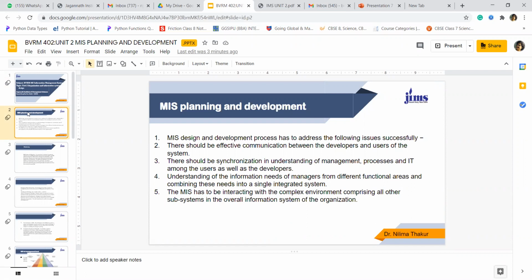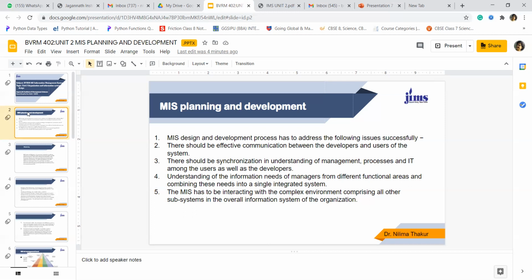Management information system design and development process has to address the following issues successfully. There should be effective communication between the developer and the users of the system. There should be synchronization in understanding of management processes and IT among the users as well as the developers. Understanding of the information needs of managers from different functional areas and combining these needs into a single integrated system.